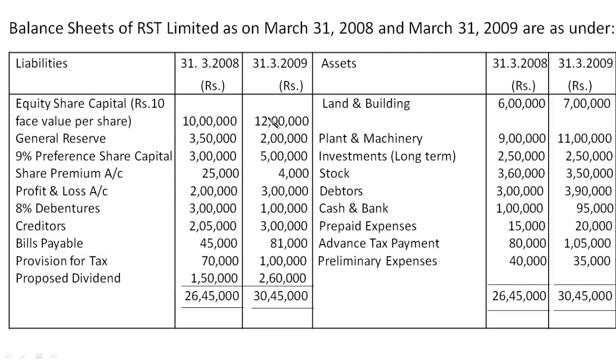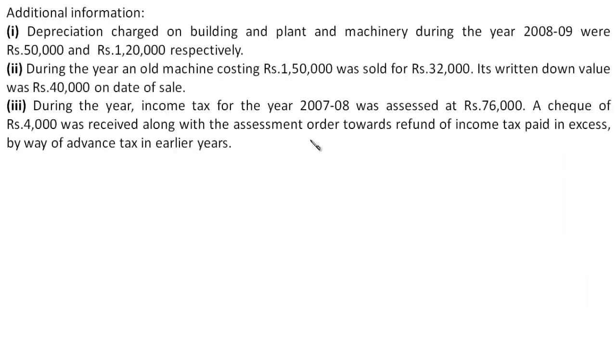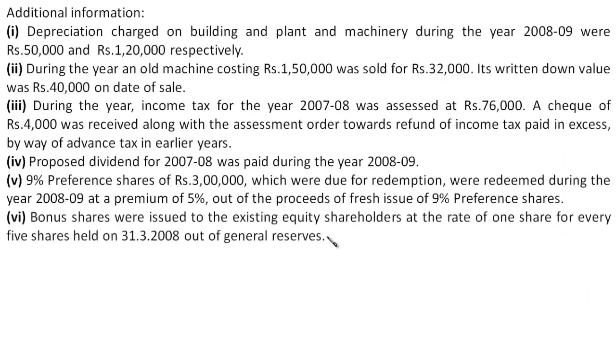But how did this increase take place? Is there any fresh issue? Or I'm sorry, is there any fresh inflow of money? The answer is no, because it is a bonus share and that was done by using general reserve. General reserve, they had 3,50,000, of which 2 lakh is used for equity. So out of 3,50,000, 2 lakh has gone for equity. The balance should have been 1,50,000, but the balance is 2 lakh. It means some 50,000 fresh transfer of profit has taken place to general reserve. So we have covered this item.